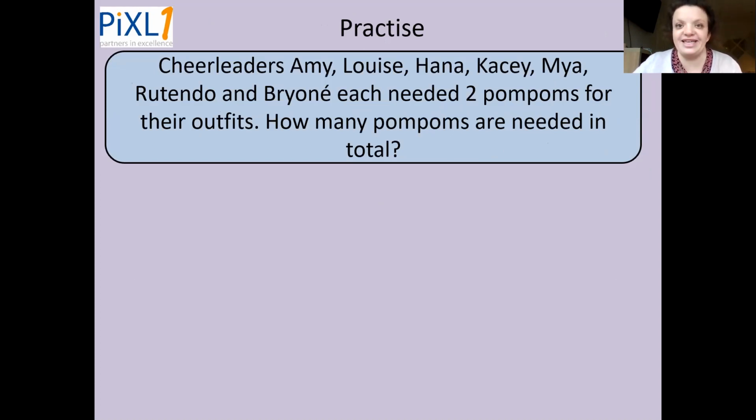Cheerleaders, Amy, Louise, Hannah, Casey, Maya, Rotendo and Bryony each needed 2 pom-poms for their outfits. How many pom-poms are needed in total? So see how many people there are, and each one of them needs 2. So what will our number sentence be? How many groups will we have? Off you go. Pause me now.